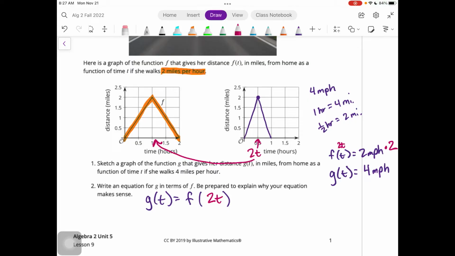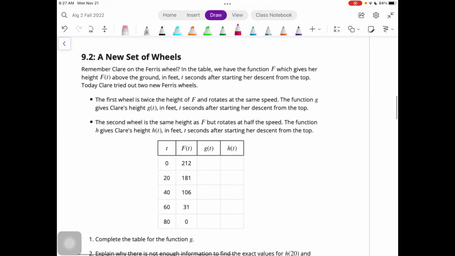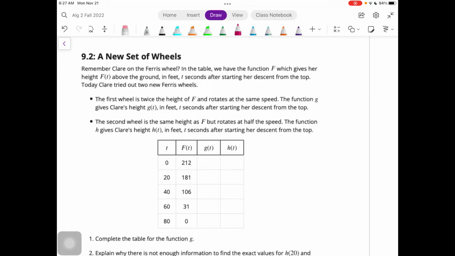All right, let's take a look at 9.2, a new set of wheels. Remember Claire on the Ferris wheel? In the table, we have the function f, which gives her height, f of t, above the ground in feet, t seconds after starting her descent from the top. Today, Claire tried out 2 new Ferris wheels. The first Ferris wheel is twice the height of f and rotates at the same speed. The function g gives Claire's height, g of t, in feet, t seconds after starting her descent from the top. All right, and then we'll talk about the second wheel in just a minute.